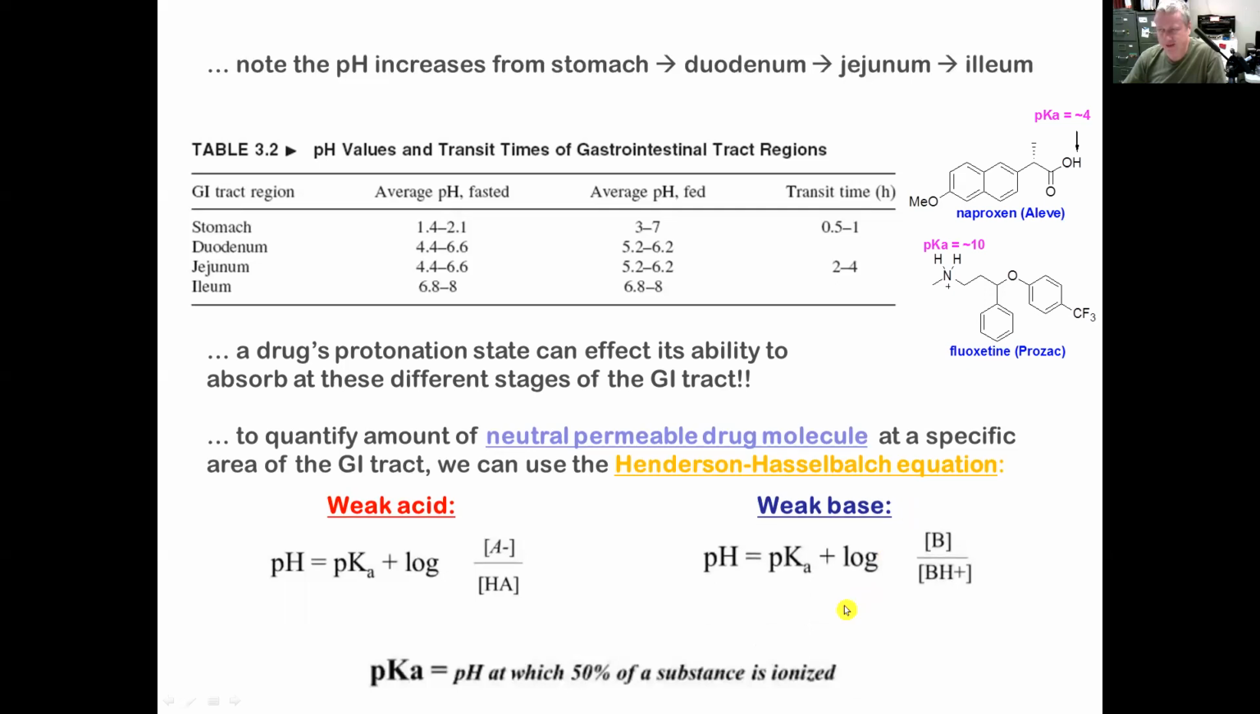Okay, in a weak base, it's the same equation essentially, but we would do the pKa. It's not the pKa of the drug, it's the pKa of the conjugate acid of the drug, right? So what we're showing up here is not fluoxetine, it's the conjugate acid of fluoxetine. So pKa here is a little bit misleading. It's not just the pKa of the proton, you have to imagine an extra proton on there, and then what the pKa of that is, which is 10.